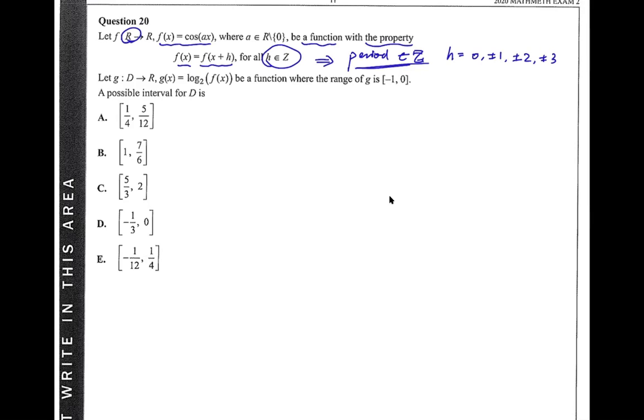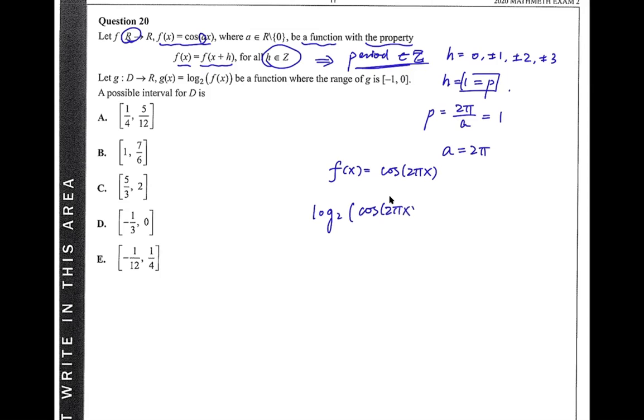The easiest case to analyze is h equals 1, which is your period. So the period is 2 pi over n. Here n is a. 2 pi over a equal to 1. So a is 2 pi. Okay, now f of x is cosine 2 pi x. And log base 2 of cosine 2 pi x is your function g. g of x is that. It has a range of minus 1 to 0.